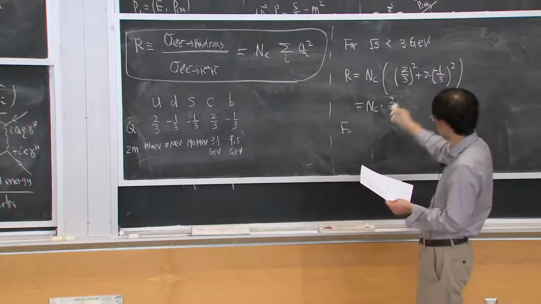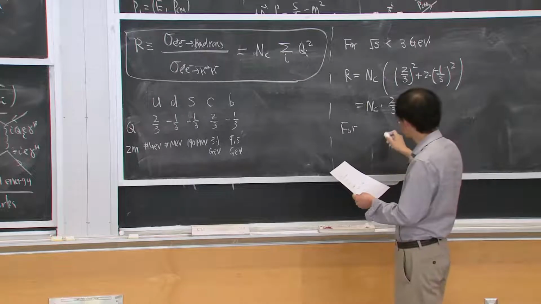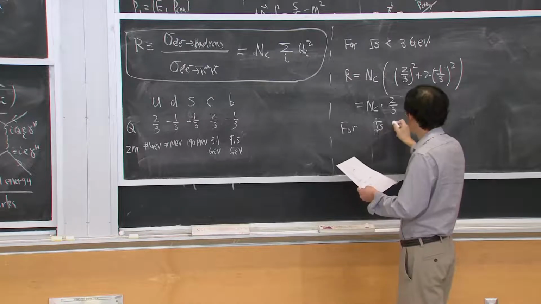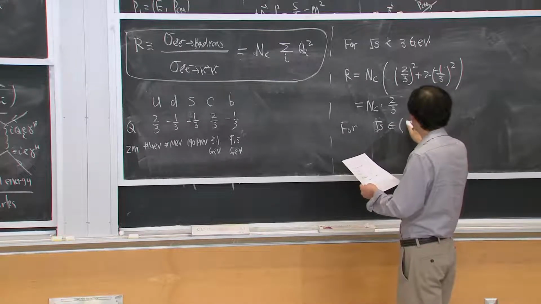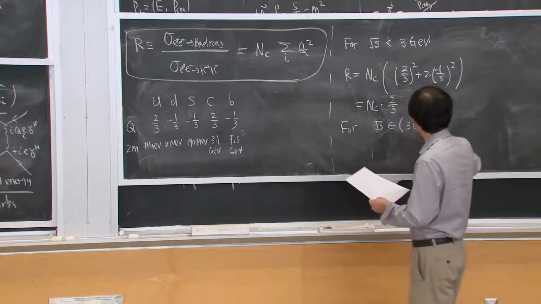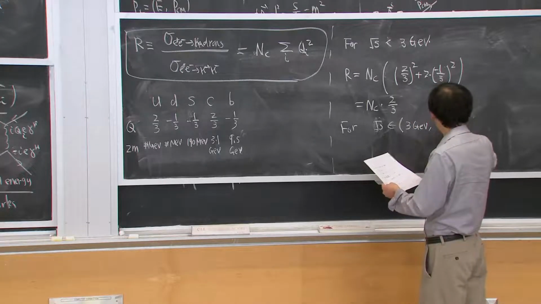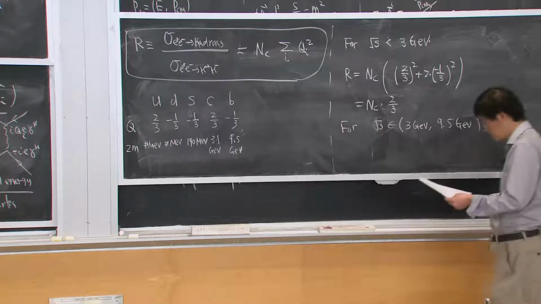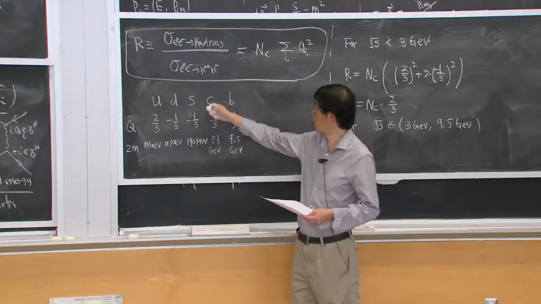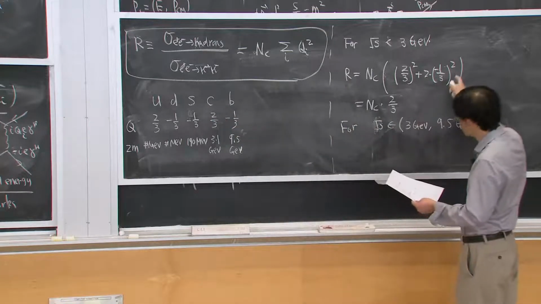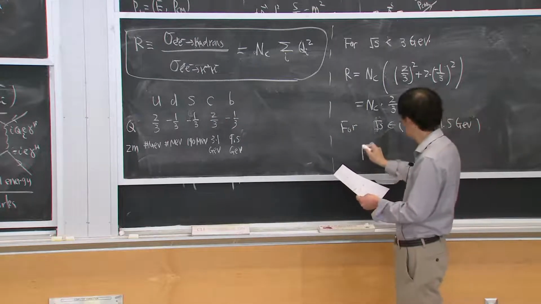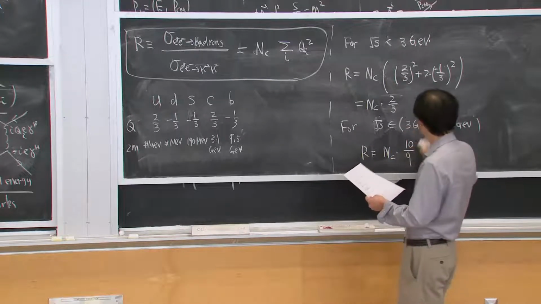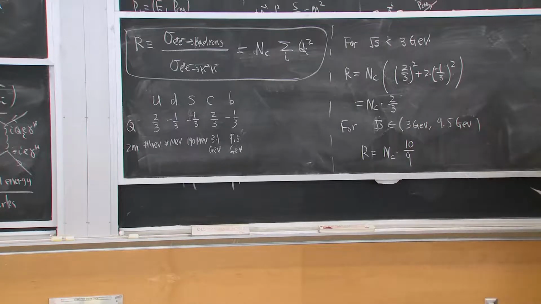Because others you cannot create. Okay. And for square root S, say between 3 GeV and 9.5 GeV, the threshold for producing the bottom quark, you can then create the charm quark. So you just add another 1/3. And now R becomes NC times 10 divided by 9. Okay, just add another 2/3 squared here.